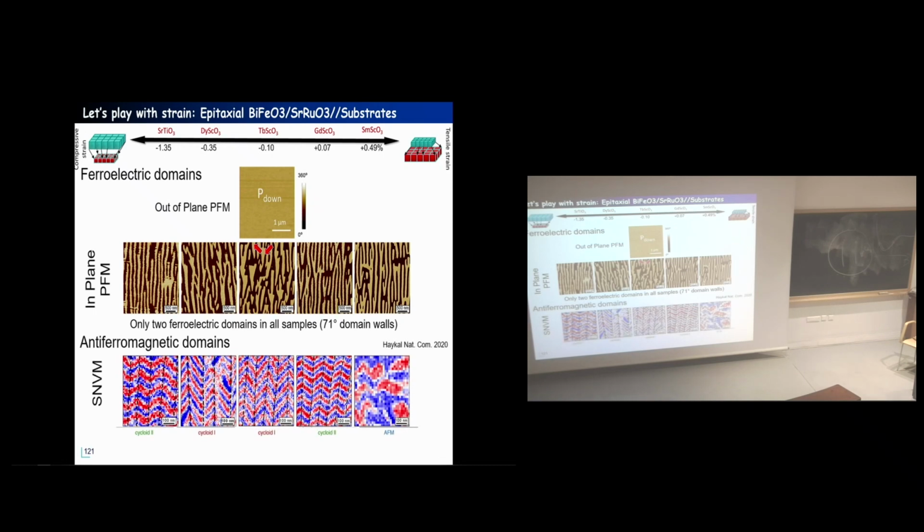And now, if you use your nice scanning NV magnetometer, this is what you see. In each ferroelectric domain, you have antiferromagnetic domains, except here, where it came back to the G-type antiferromagnet. Okay, cool. But if there is a single relationship between ferroelectric and antiferromagnetic order, and if I can control the ferroelectricity, maybe I could control the antiferromagnetic state.